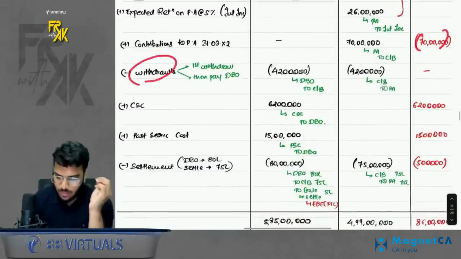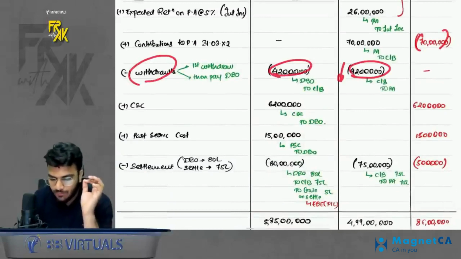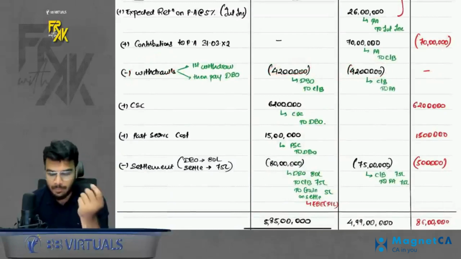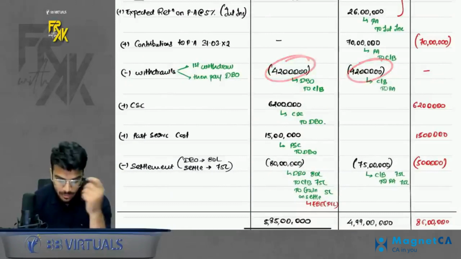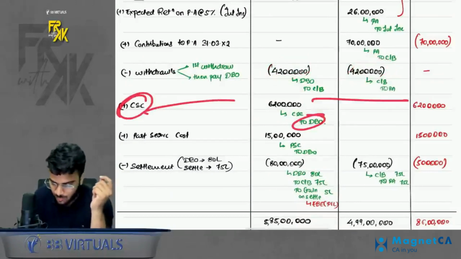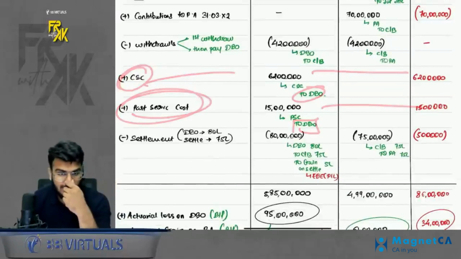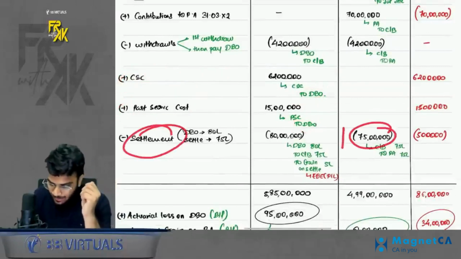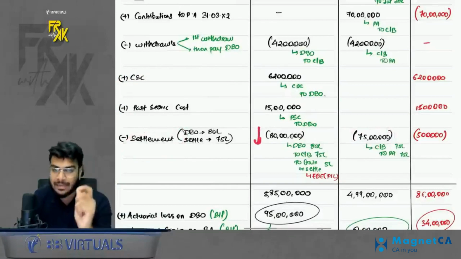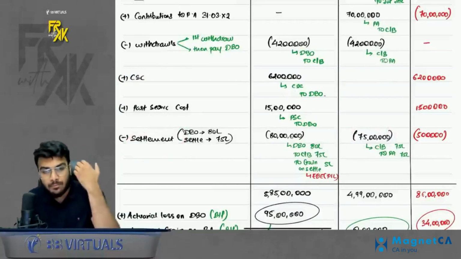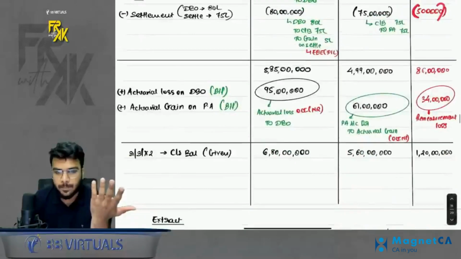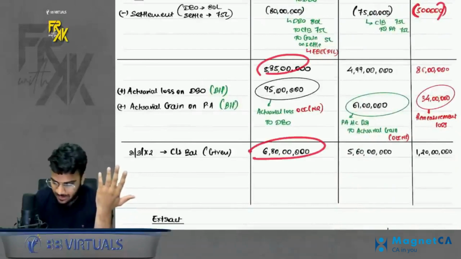Then you withdraw. PA and DBO both go down by 42 lakhs. Net, no impact, because asset and liability are both reducing by the same amount. Current service cost increases my DBO, so add in net liability. Past service cost increases my DBO, add in net liability. Settlement, asset going down by 75, liability going down by 80. So can I say liability is going down by 5 lakhs more? Yes. Then your closing won't match with the closing given in the solution.